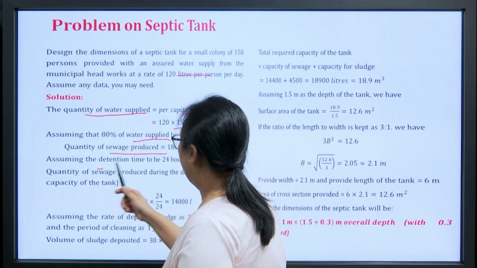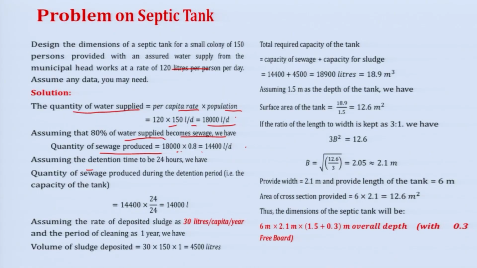So, let us assume a detention period of 24 hours. तो 24 hours के लिए आपको उसको hold करना है. So, quantity of sewage produced during the detention period will be 14,400 liters per day into 24 by 24. So, this will give us the quantity of sewage produced. What I mean is that आप इतना liters एक 24 hours में होल्ड कर पाएंगे.